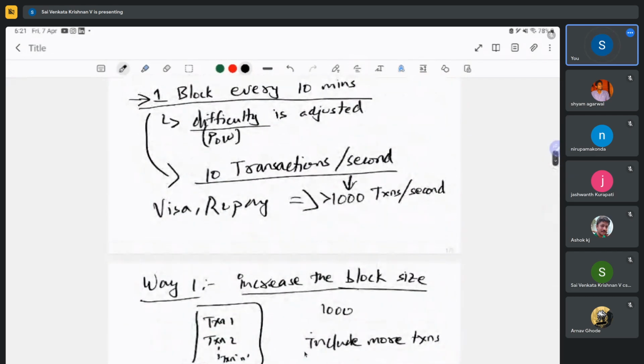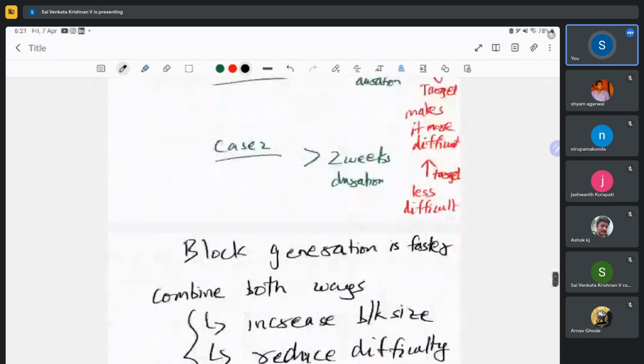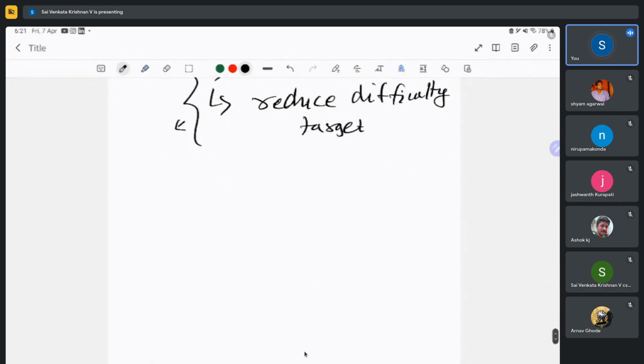And why is there a necessity to increase the transactions? Because, comparing it with normal centralized financial services like Visa or RuPay, they confirm more than 1,000 transactions per second, and if Bitcoin has to compete with these solutions, it has to up its game.